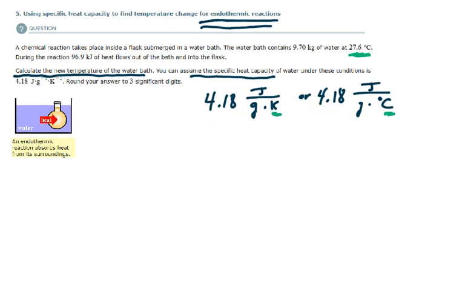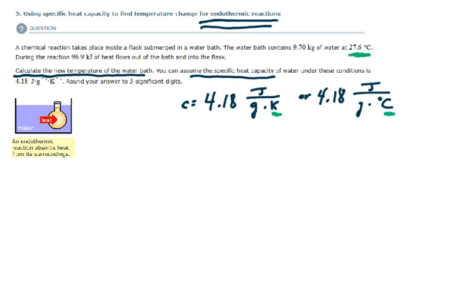Now, specific heat is represented by a couple of different variables. In ALEKS, the variable for specific heat is a lowercase c. So that is what we'll use here, okay? In the text, specific heat is represented by lowercase s. And in some texts, specific heat is represented by a capital C with a subscript of an s, specific heat capacity. All of these are referring to the same thing, specific heat capacity, and we're going to use the lowercase c just to be consistent with ALEKS.